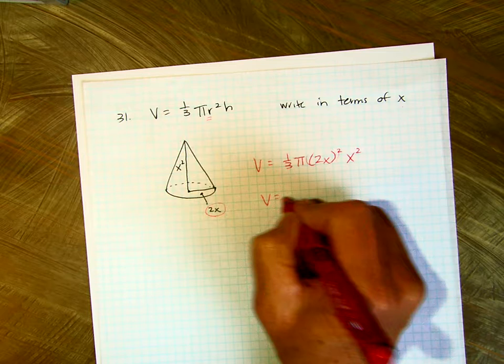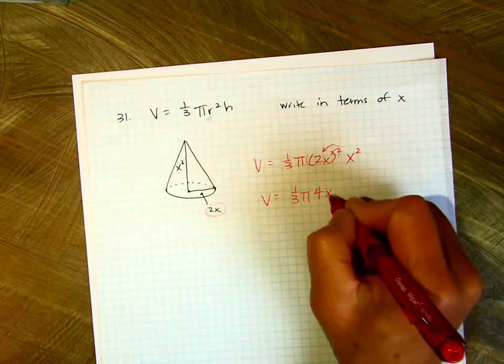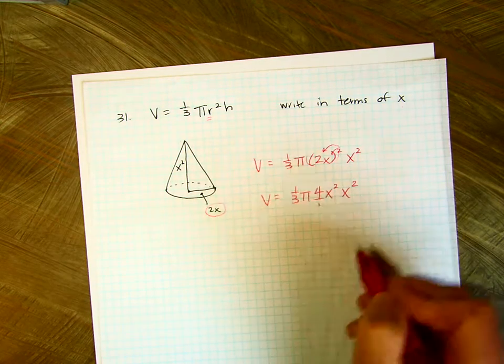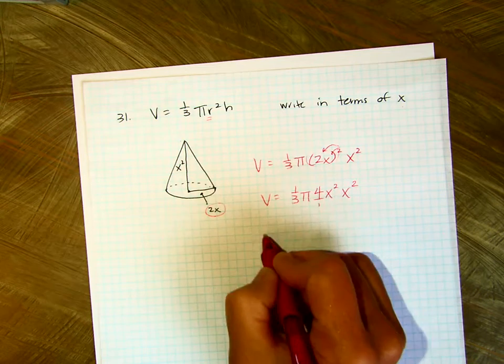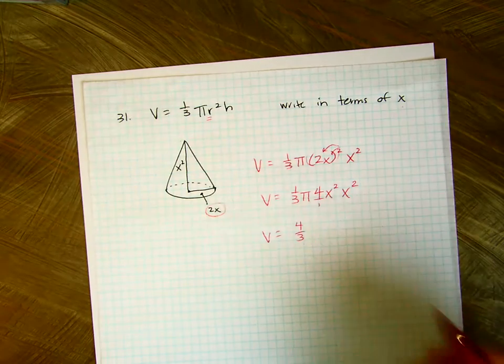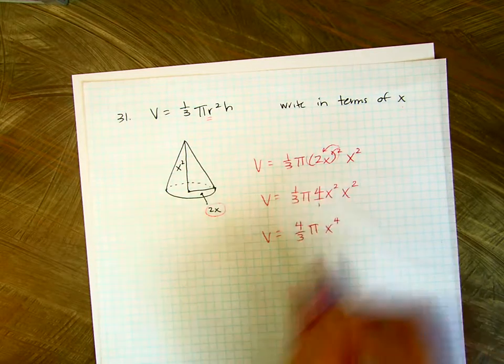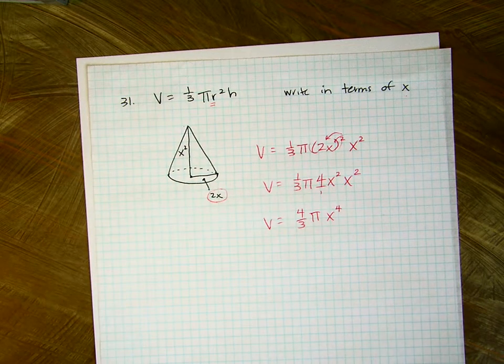So I start to simplify. That belongs to that. That's a 4. That belongs to that. That's an x squared. This is still an x squared. So I'm going to do these two together first. So 4 over 1 times 1 over 3 is 4/3. There's my pi, and x squared times an x squared is an x to the 4th. So give that a try. Good stuff.